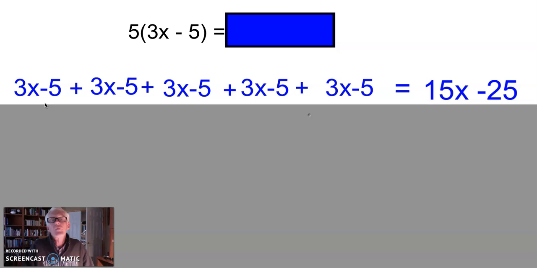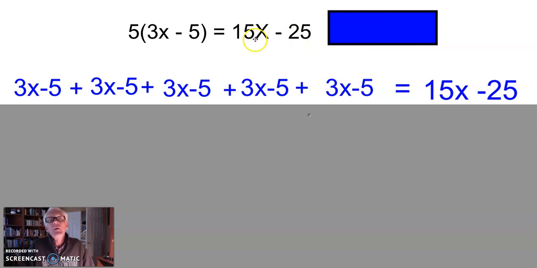We use the distributive property, obviously, so we don't have to write as much. You don't need to write 3x minus 5 five times. You can write it once. And then using the parentheses means we're going to multiply everything in here times 5. So that ends up being 15x minus 25. But how do you figure that out? Well, it's a pretty common thing.